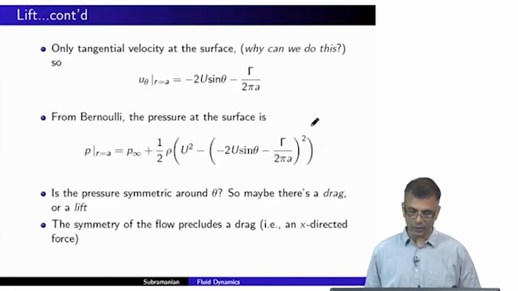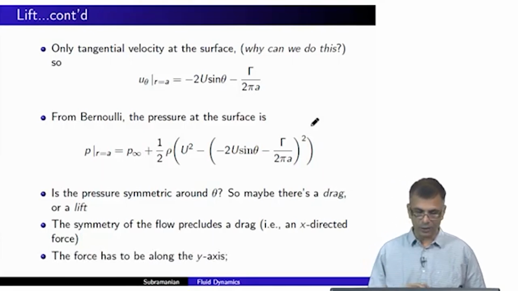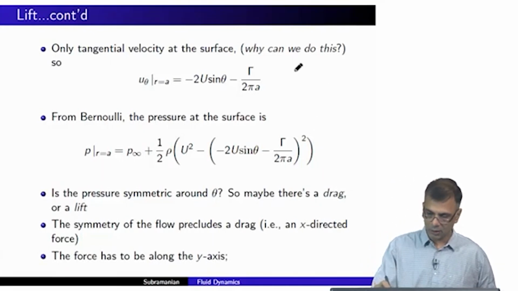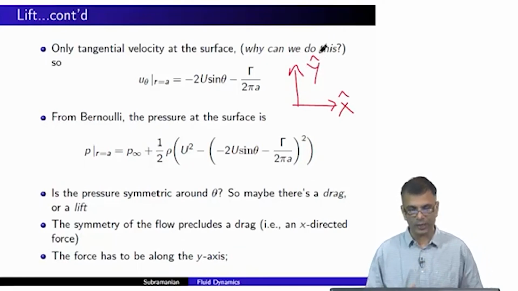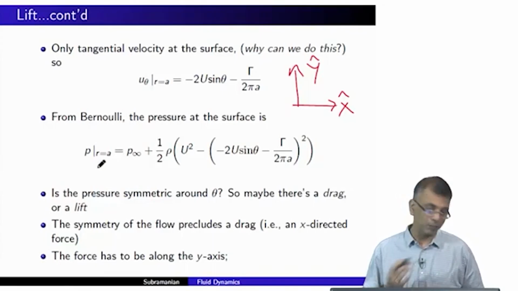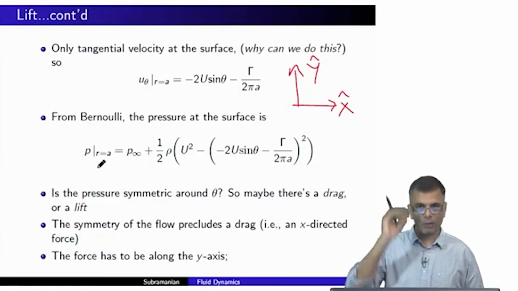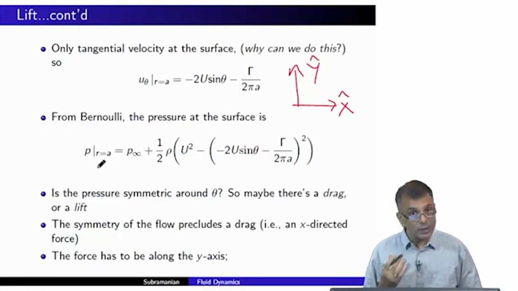In other words, there's no x-directed force. The force has to be along the y axis, where this is x and this is y. Why is there a force? Again, because there's a gradient in pressure. The pressure is different below the ball and above the ball. So naturally, grad P gives rise to a force, and this is the lift.